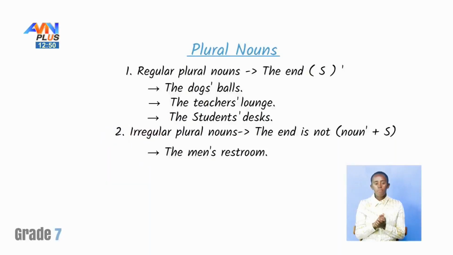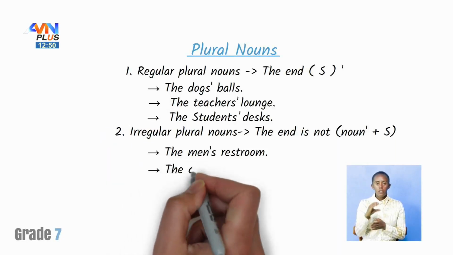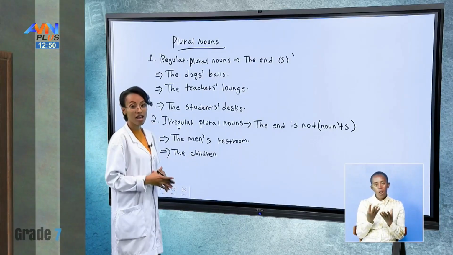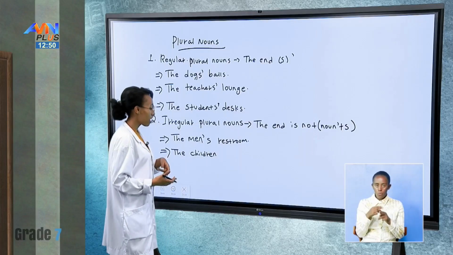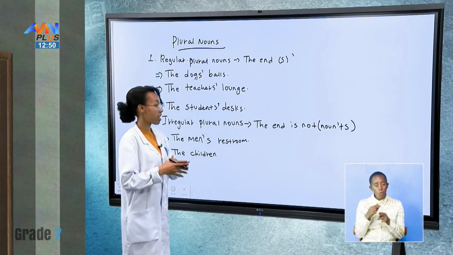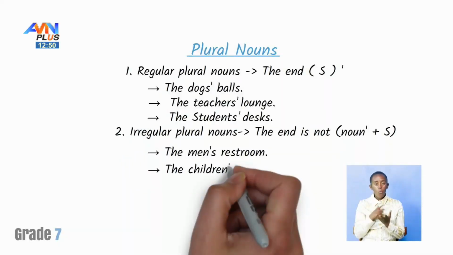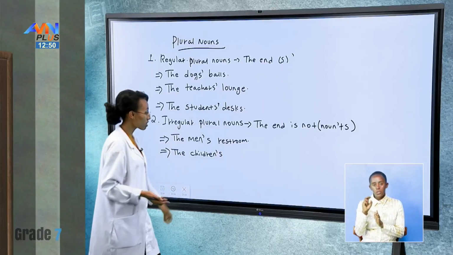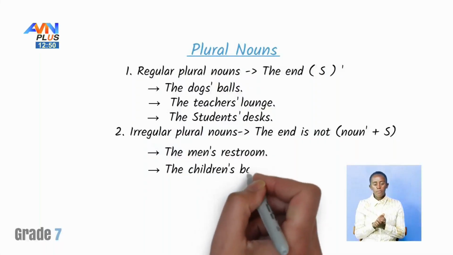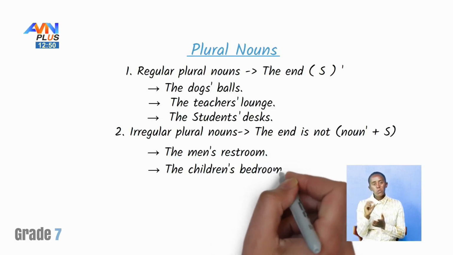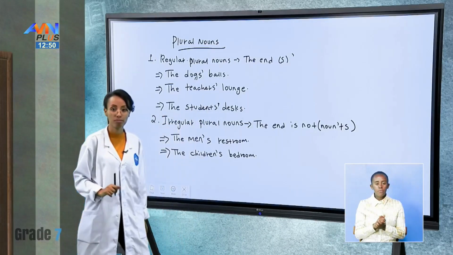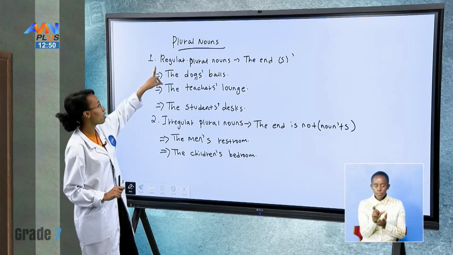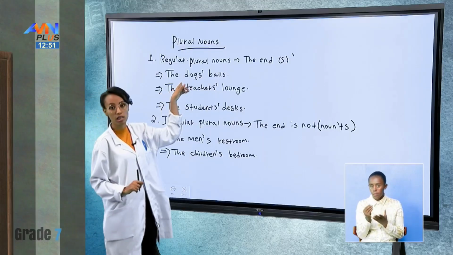What else? The children. The children, and here children is plural, and it's an irregular noun, right? So if it is an irregular noun and if it is plural, then we add an apostrophe again, and then S to show possession. The children's, again, it could be bedroom or toys. The children's bedroom.